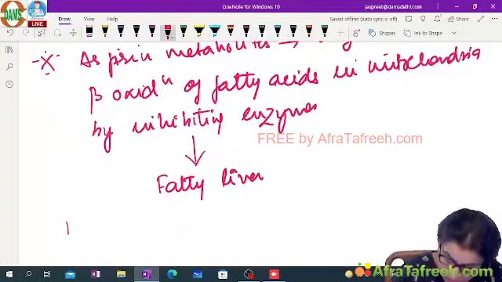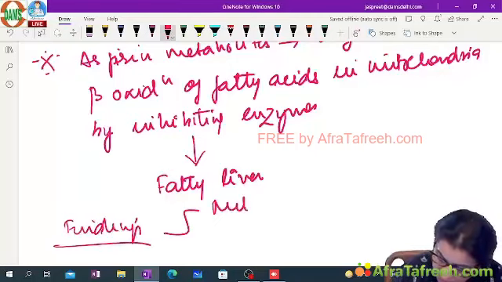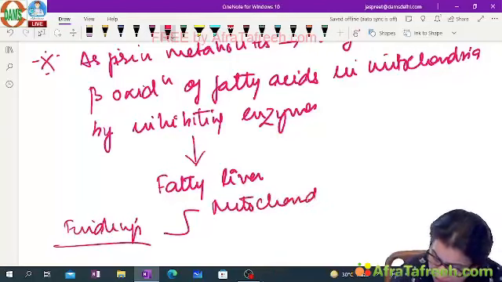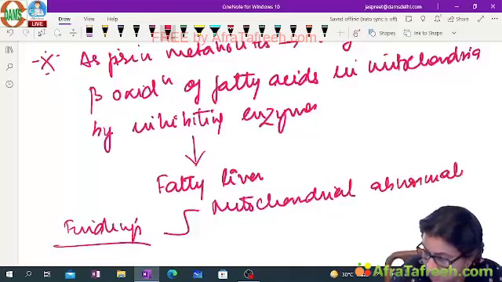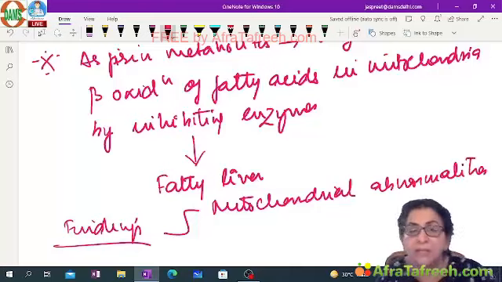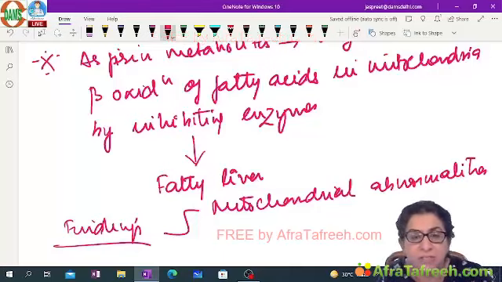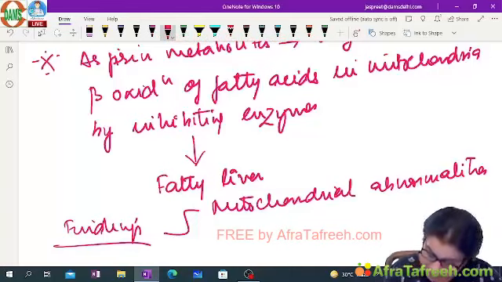So what are the findings that we have? So findings are, number one, there are mitochondrial abnormalities, as we have already seen. So what is the mitochondrial abnormality? Mitochondrial enzymes involved in beta oxidation of fatty acids have been inhibited by aspirin metabolites. Okay, second, what do you see? You see fatty change in the liver.